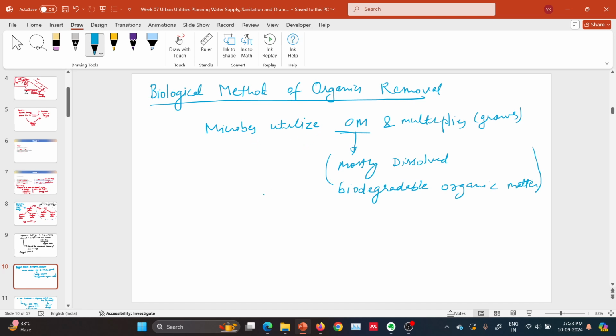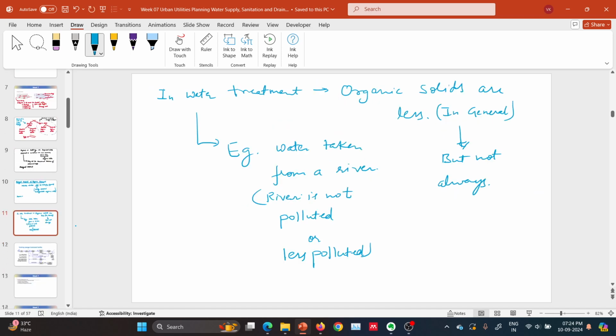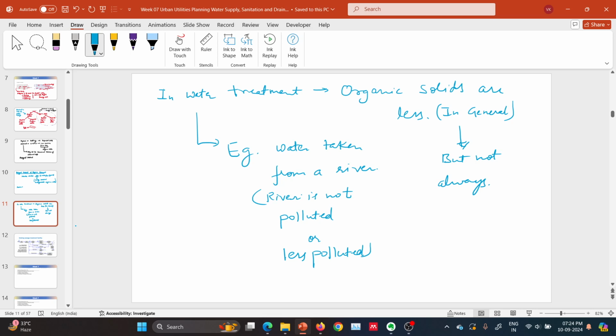If it is an aerobic reaction, it will consume oxygen and produce CO2, and the organic matter will be oxidized to CO2, and the microbes will grow in numbers and form colonies, and that can be settled in the secondary sedimentation tank, that we will understand later on.